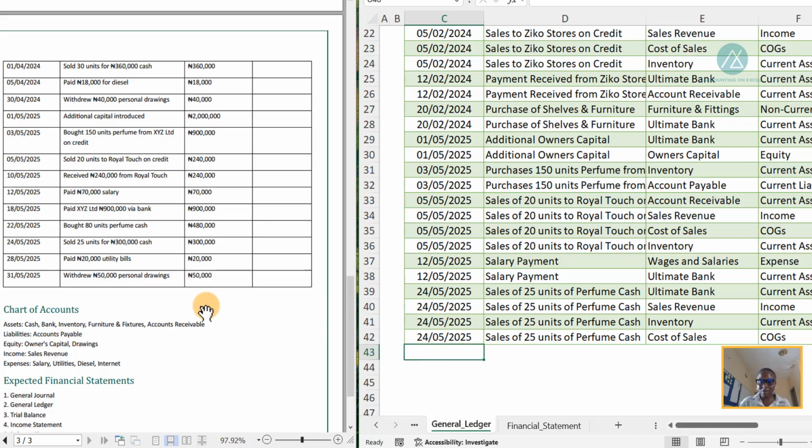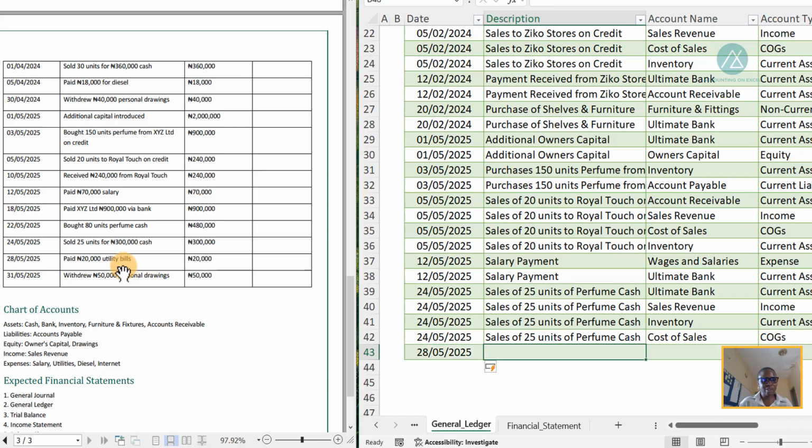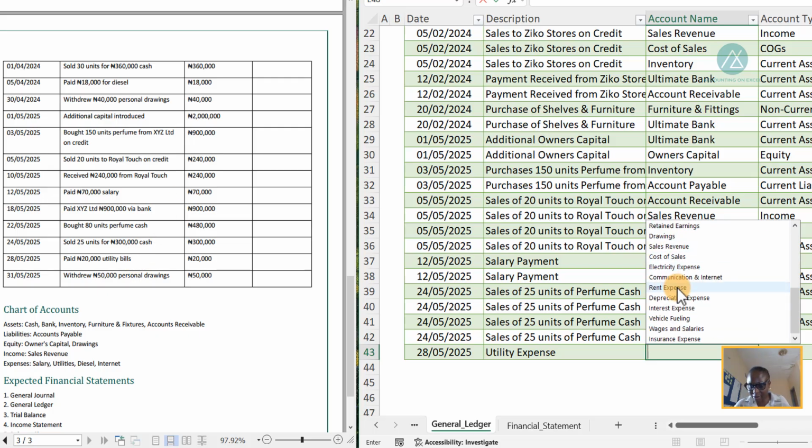So let's just pick the 28th. When we pick the 28th, we can pick personal drawings too, and that's all. So on the 28th of May 2025, paid 20,000 utility bill, utility expense. So we can just look at utility. Is there any utility expense? Let's see. We have electricity expense, but we don't have anything utility.